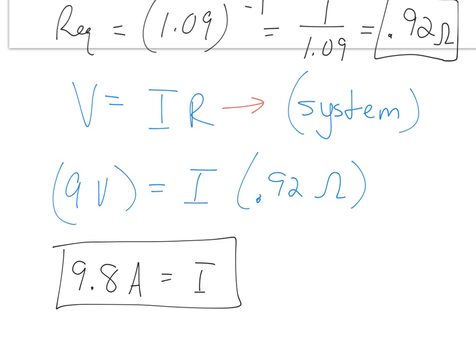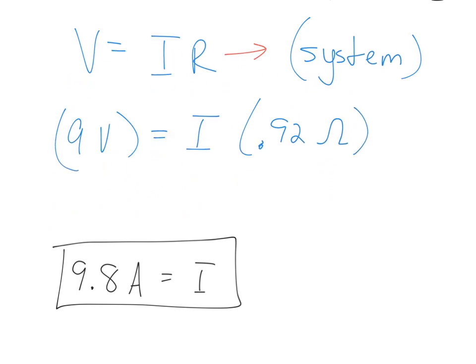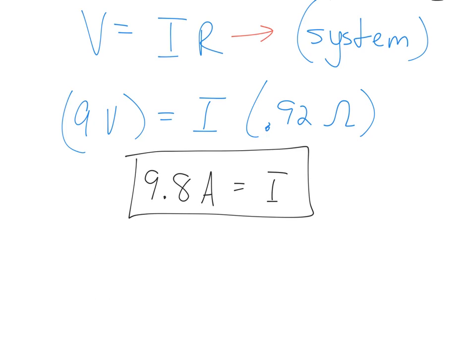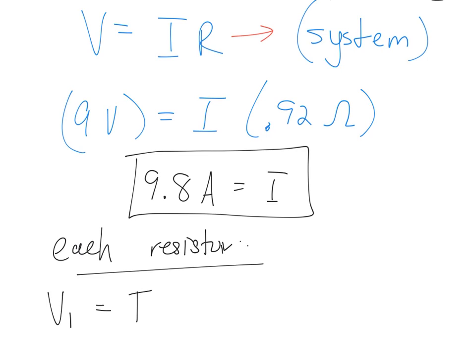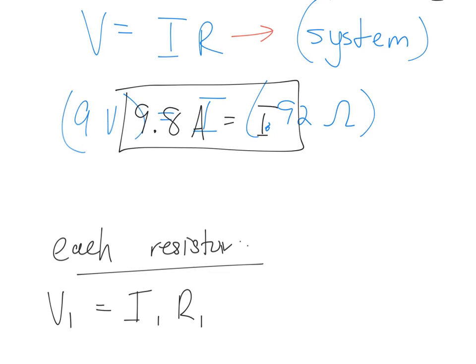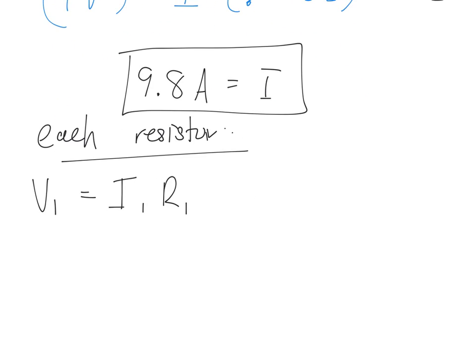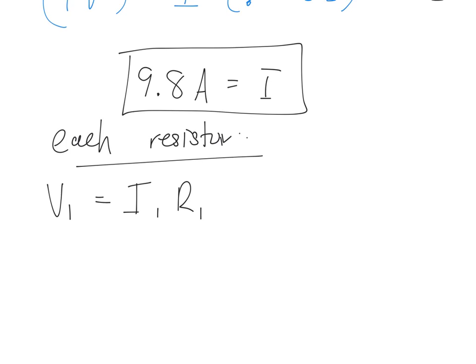The last step is to calculate the current through each resistor. We know that in series the current is the same through each resistor, but we're in parallel. So if I want to look at each resistor now, I'm going to find the current through each resistor. How do I figure out the current through each resistor? But here's the thing: we've got R1, but what's V1?